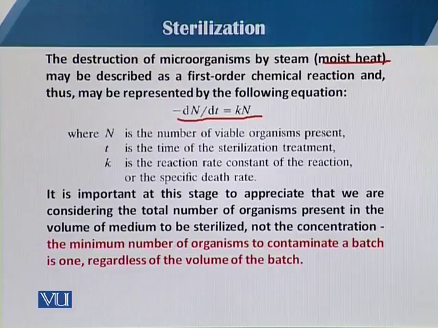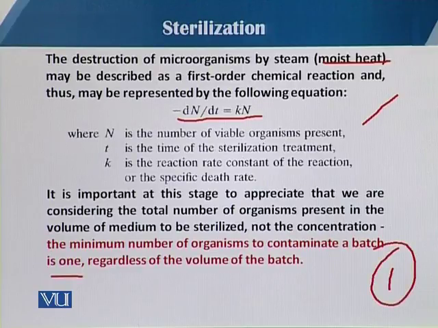It is very important at this stage to appreciate that we are considering here not the concentration, but how many viable cells are present. So N is basically the total number of viable cells. That is the source of contamination. The minimum number required for contamination is 1. So one cell can be called a sufficient number of cells that can lead to contamination.